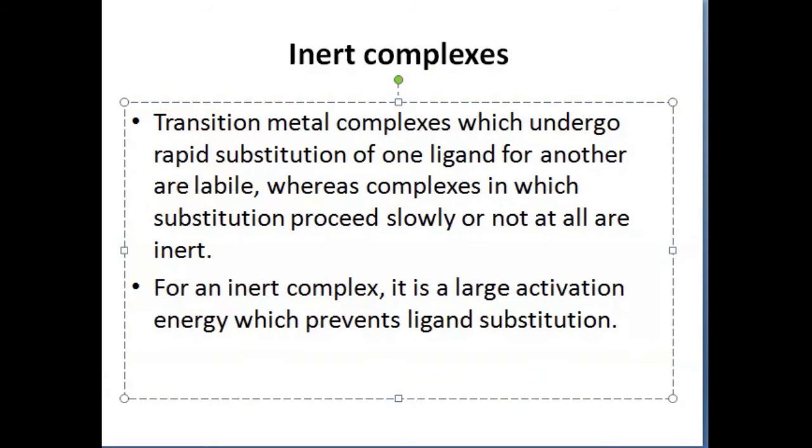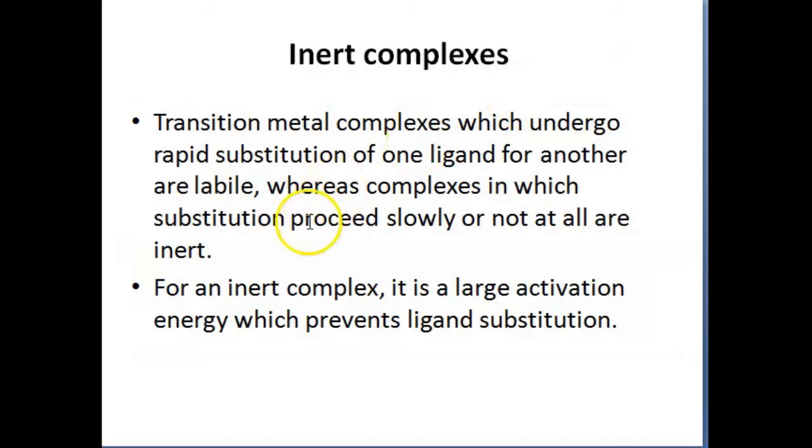And the next is inert complexes. Transition metal complexes which undergo rapid substitution of one ligand for another are labile, whereas complexes in which substitution proceeds slowly or not at all are inert. So for an inert complex, it is a large activation energy which prevents the ligand substitution.